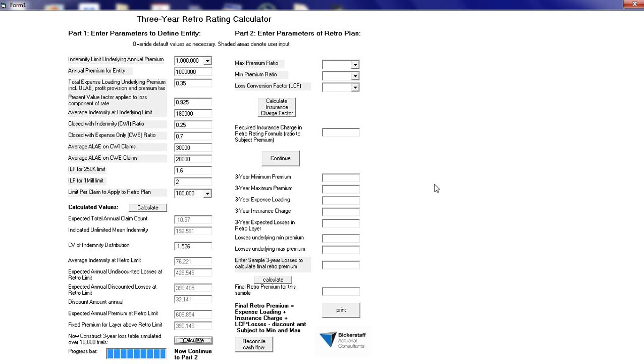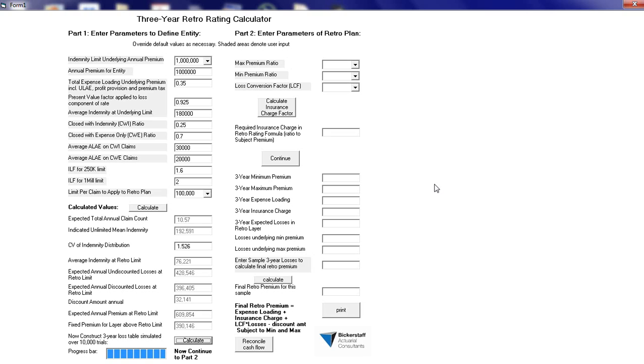Okay, now we're getting to the meat of the plan itself. The risk can now choose what window of premium he wants to pay. He can choose a maximum premium that he would be obligated to pay, and also a minimum premium.